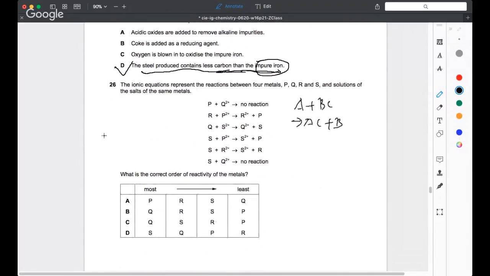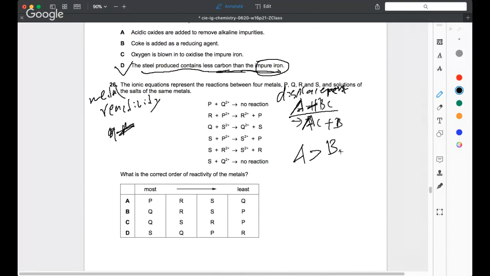Okay, number 26. So this is a metal reactivity question. What you need to be familiar with is the displacement reaction written here. In a displacement reaction, A reacts with a compound BC, and if A replaces B and forms a compound with C, then we say that A is more reactive than B.